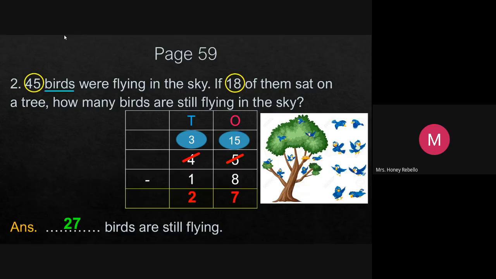Children, any other subject you can learn by heart. Maths, you have to listen carefully because so many sums we are doing. When I teach one child, all others must listen. Okay. Now, 27 birds. Now, you can do it in your textbook. Thank you. 27 birds are flying.